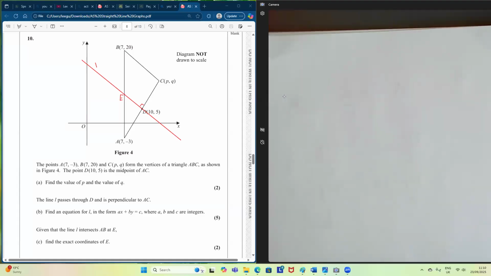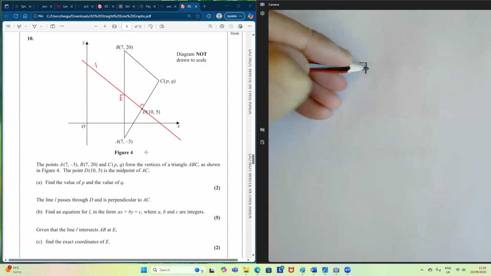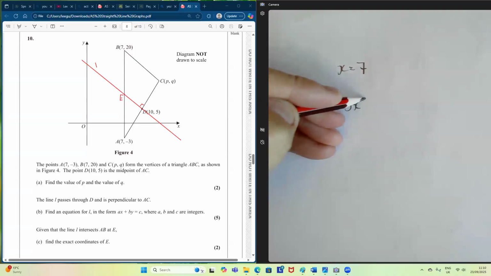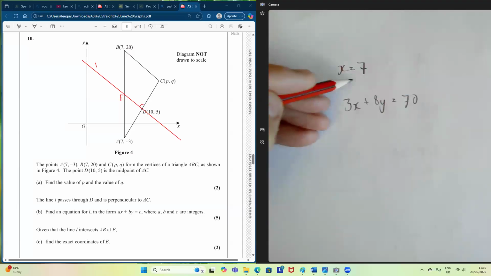Well, we've now got the equation of our line L. And what do we notice about the line AB? Well, we notice that the equation of the line AB is x is equal to 7, because we have an x coordinate of 7 here, and an x coordinate of 7 here. So that's our equation, x is equal to 7. So we're going to sub that into the equation of our line, which was 3x + 8y is equal to 70.